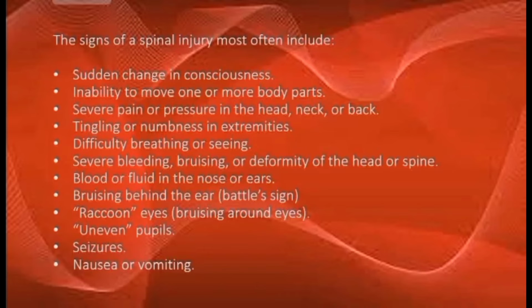Tenth is uneven pupils. Uneven pupils, or anisocoria, is unequal pupil size. The pupil is the black part in the center of the eye, and it gets larger in dim light and smaller in bright light.